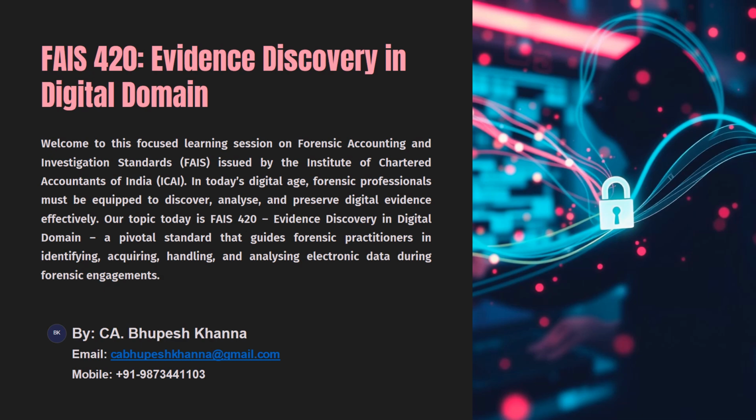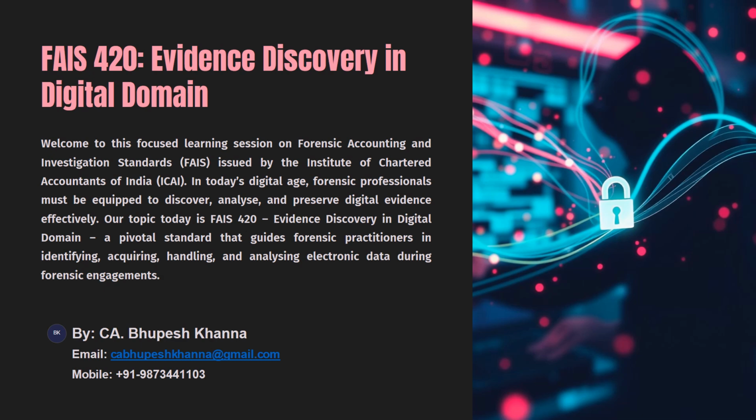Welcome to this focused learning session on forensic accounting and investigation standards issued by the Institute of Chartered Accountants of India. In today's digital age, the majority of financial and operational data is stored electronically. Accordingly, forensic professionals must be equipped to discover, analyze, and preserve digital evidence effectively. Our topic today is FAIS 420.